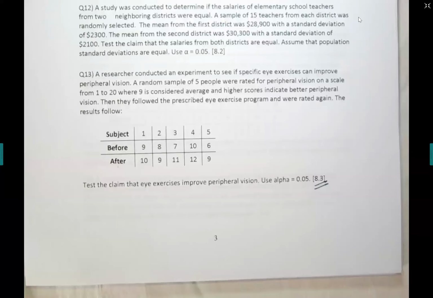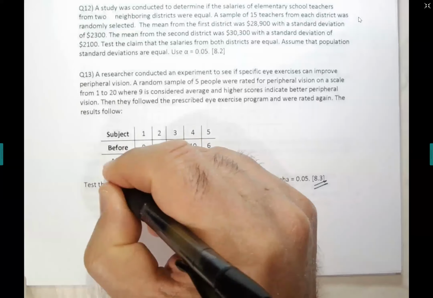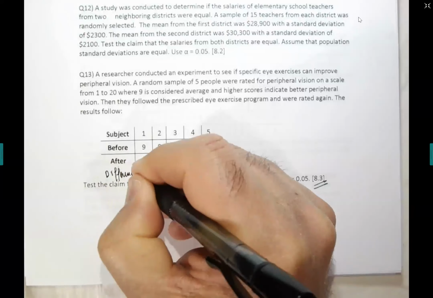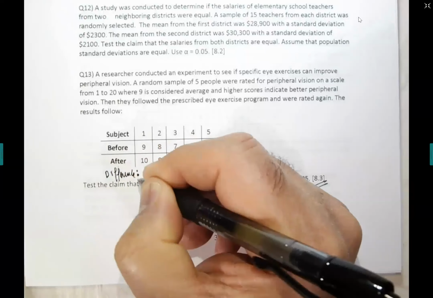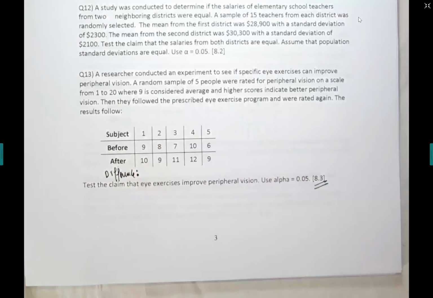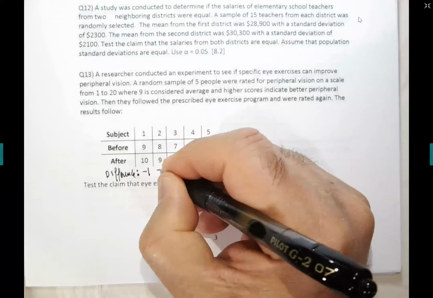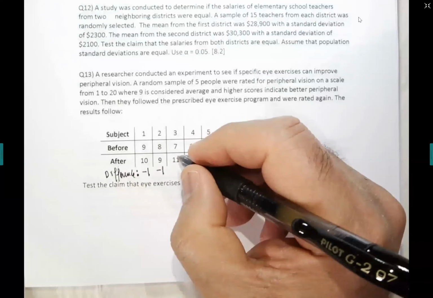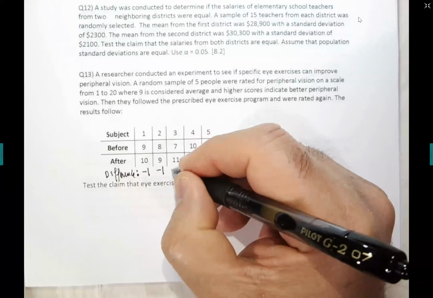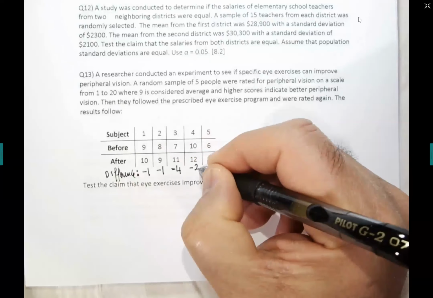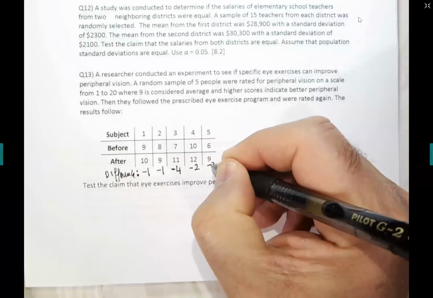Okay, I want to do the difference first, guys, and then I'll ask you the big question. Difference. 9 minus 10 is what? -1. 8 minus 9 is -1. 7 minus 11 is negative what? 4. 10 minus 12 is -2. And 6 minus 9 is -3.